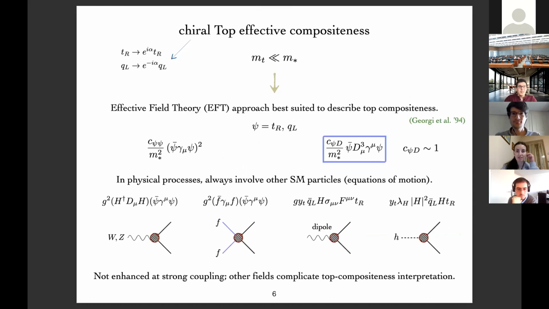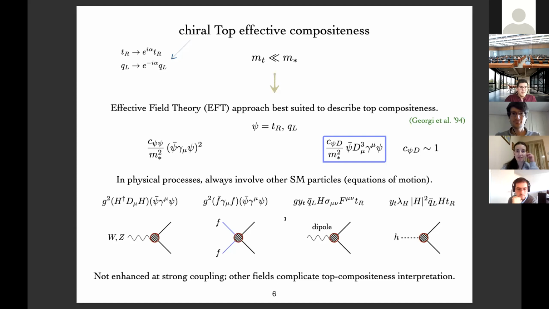Now, coming back to standard compositeness, the other class of operators is not enhanced at strong coupling. And most importantly, physical processes where these operators enter necessarily involve other standard model particles, something that can be simply shown by using the equations of motion. So one then finds that these operators are in fact equivalent to operators with the Higgs boson, which modify the top couplings to the W and the Z, or with another fermion, the Higgs and the other chirality of the top, leading to a dipole coupling, or an operator that modifies the top coupling to the Higgs. So importantly, all these operators are suppressed by a small standard model coupling, and therefore give rise a priori to smaller effects than the 4 top operator.